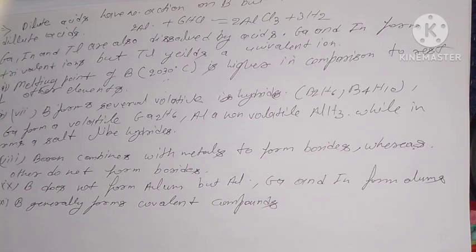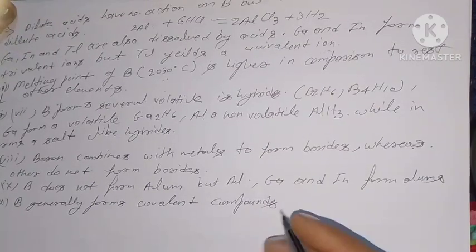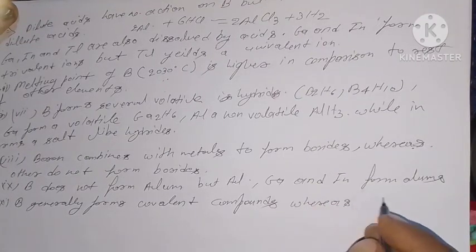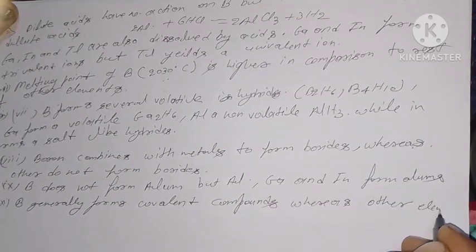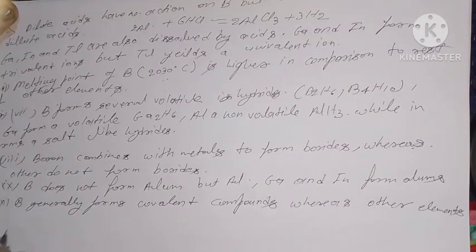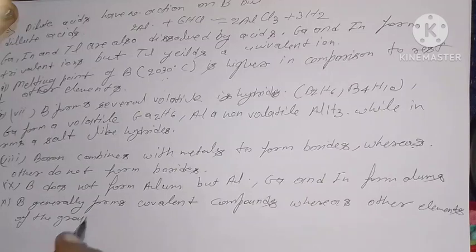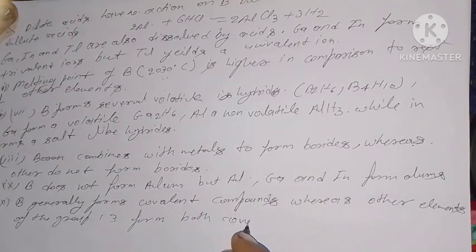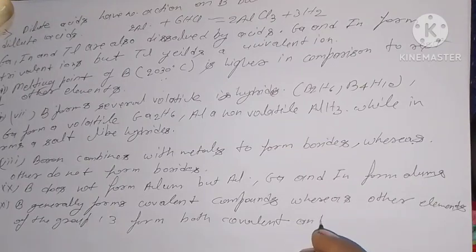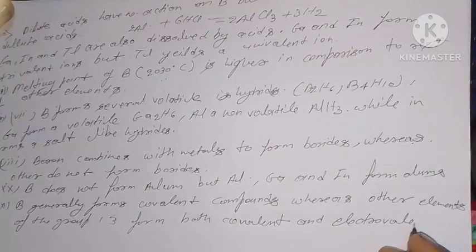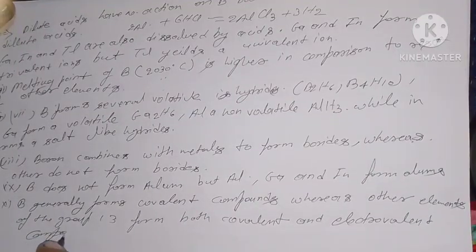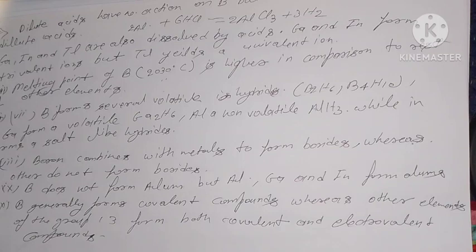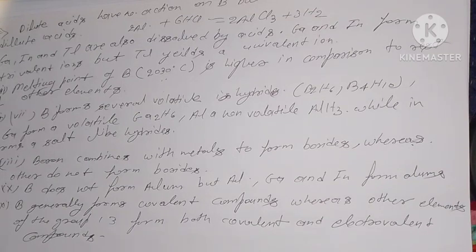Boron generally forms covalent compounds, whereas other elements of the group 13 form both covalent and electrovalent compounds, okay.